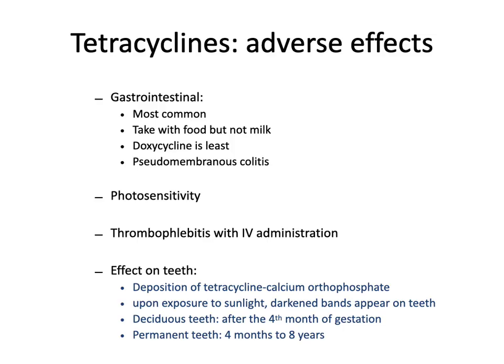So remember, we have the deciduous teeth and the permanent teeth. The deciduous teeth usually appear after 4 months of gestation. So in a pregnant woman, the fetus would have some teeth and they would be affected, and the permanent teeth would appear 4 months after birth to 8 years. So really, if I want to be on the safe side, I would not give tetracycline before 8 years of age, when I'm sure that the teeth are well formed.